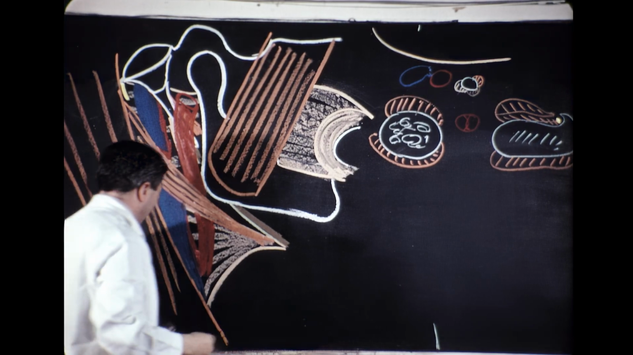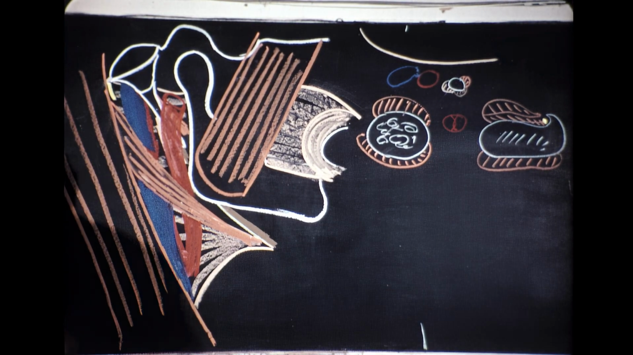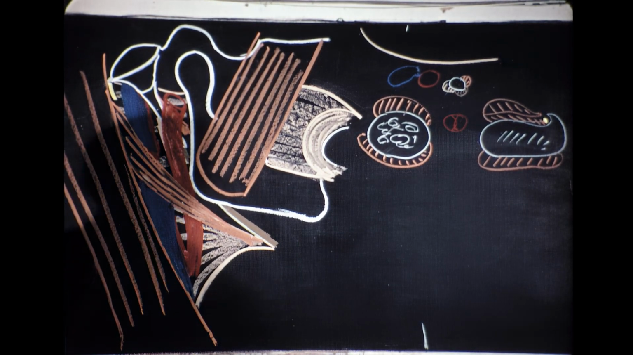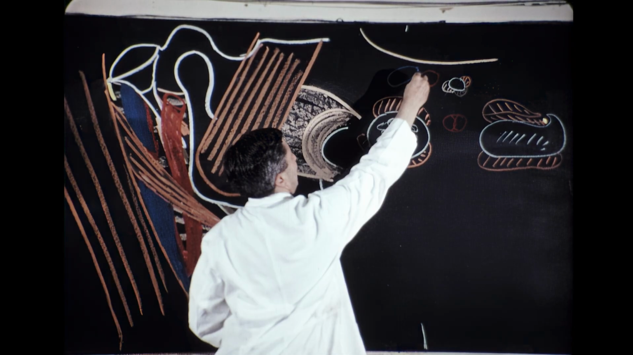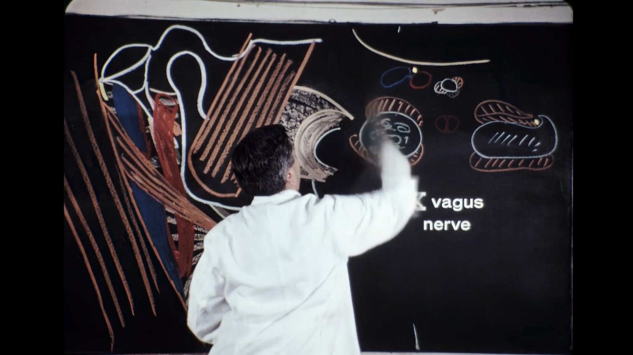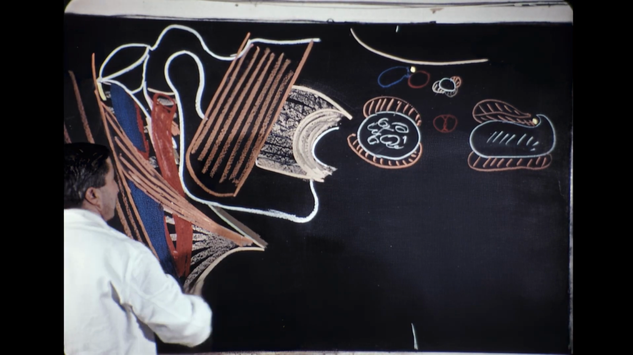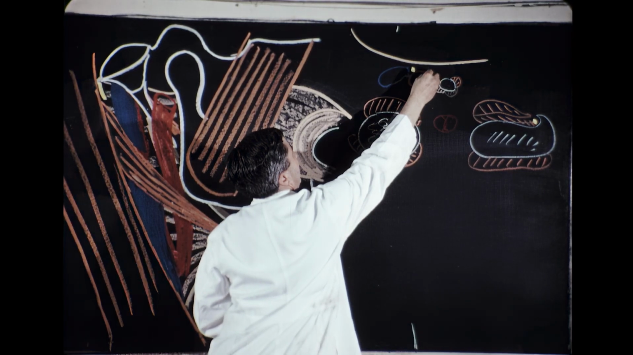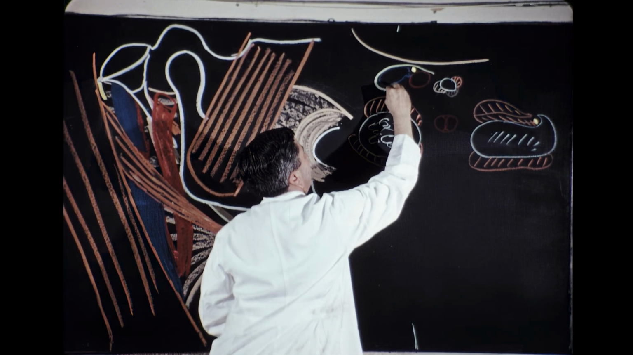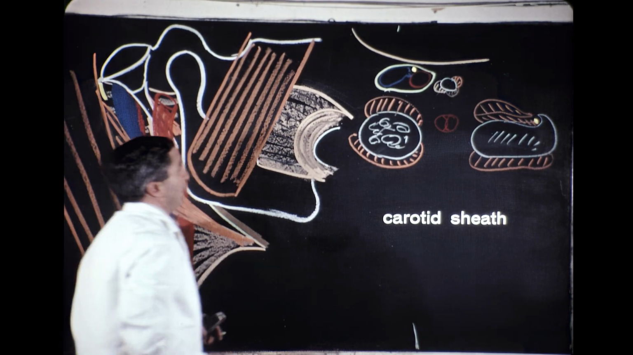Now whenever you think of the internal jugular vein and the carotid arteries, you should be thinking in terms of the vagus nerve. So there we have the vagus nerve, and we take a section across this in this region. So here we have then the carotid sheath enclosing these structures.